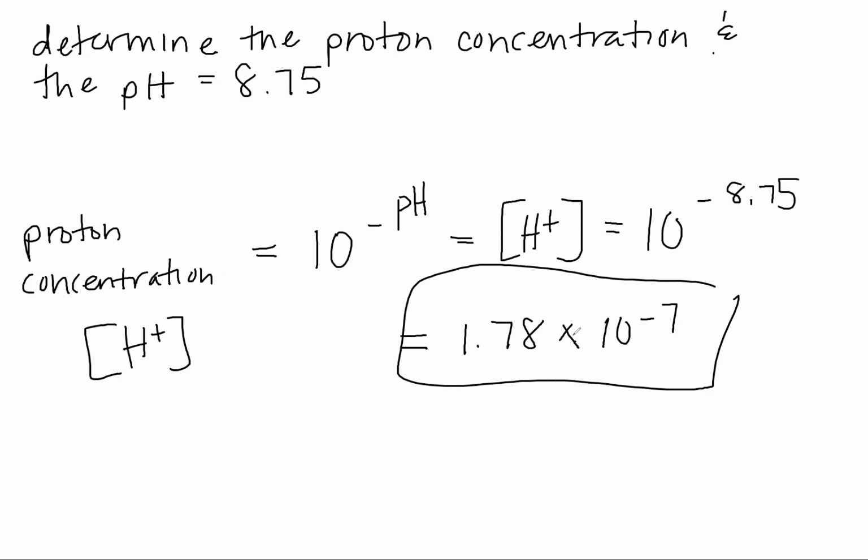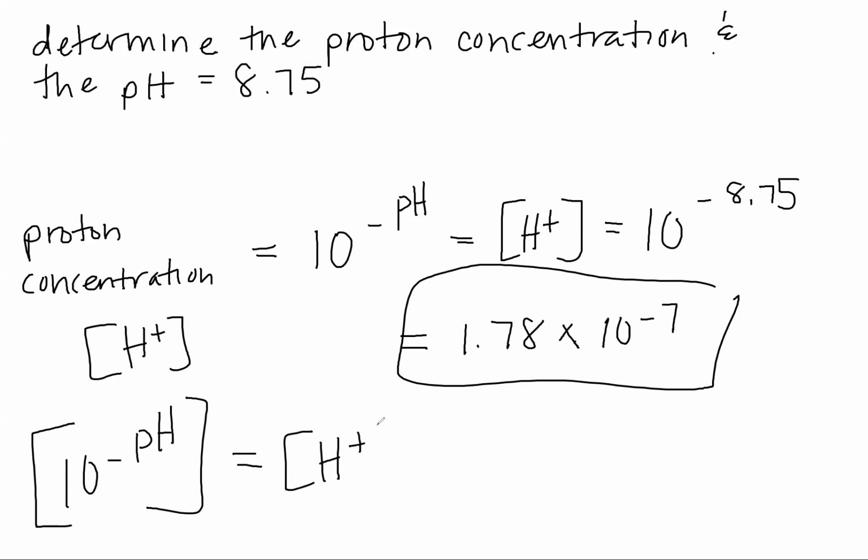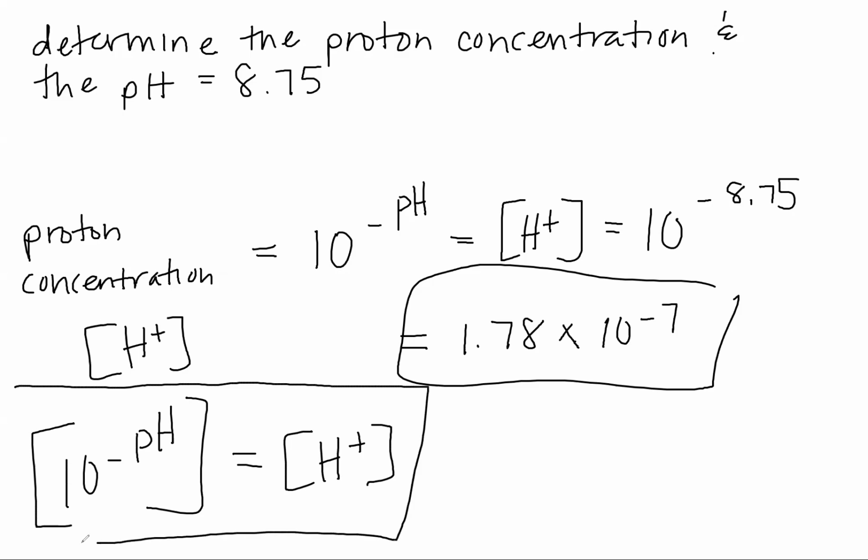And that's the amount of protons. And we know protons are very, very small, so this makes sense. Okay, so to determine the proton concentration given pH, we have to take 10 to the negative pH. Okay, this is it. 10 to the negative pH equals H plus concentration. This is something that you should know.